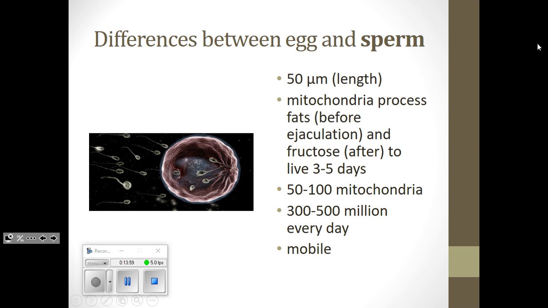And so because of that, clearly sperm need to be mobile because the egg isn't. For sperm and egg to meet, the sperm has to be the one that is moving, swimming along, looking for the egg.